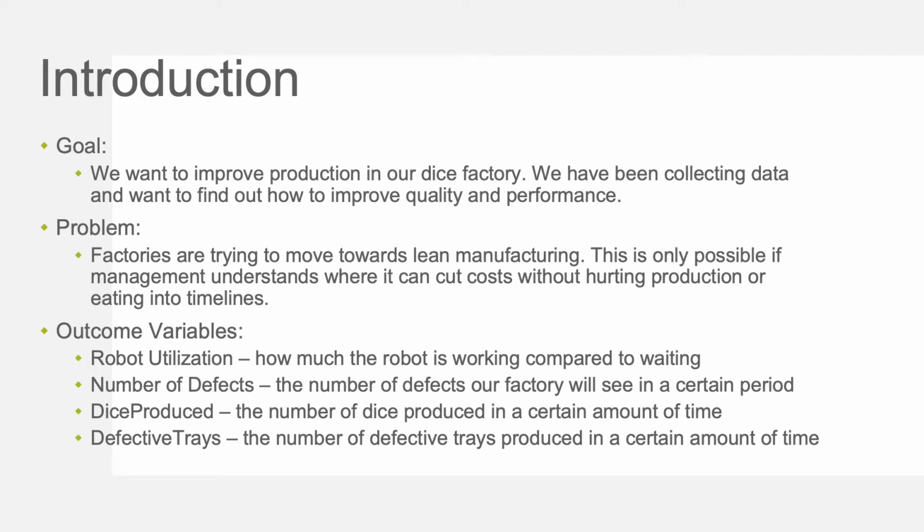The first one is robot utilization, which is how much our robot is working to sort the dice versus how much it's waiting for dice to come. We're also going to be looking at the number of defects, which is how many defects our factory sees, and that's the dice being produced. We also have how many of those dice are being produced in a certain span of time, as well as how many of the trays that those dice are packaged into are defective, or how many of them don't have the right number of dice.